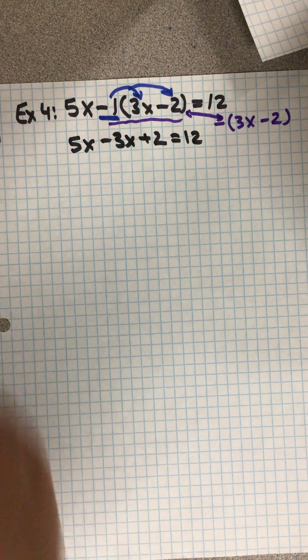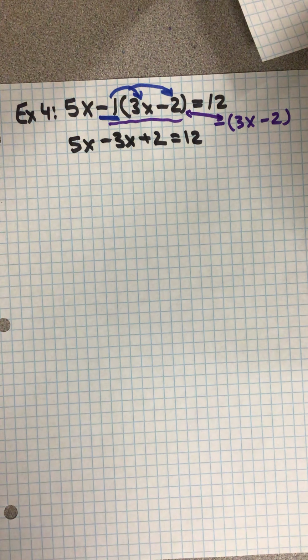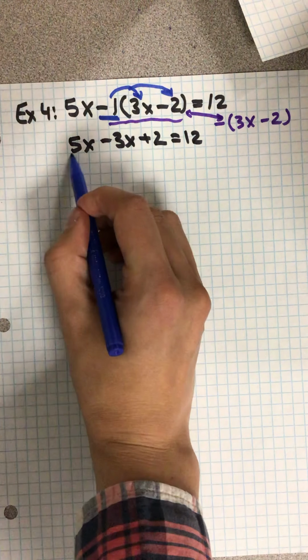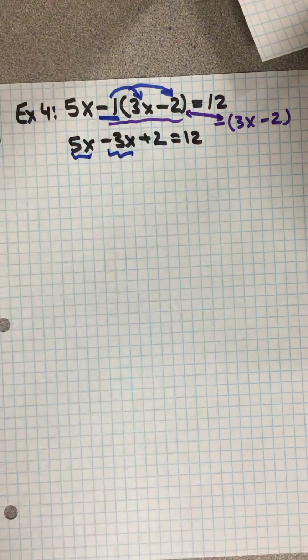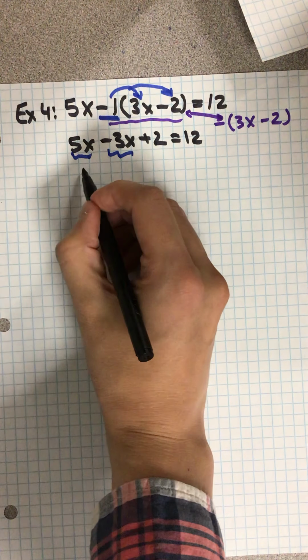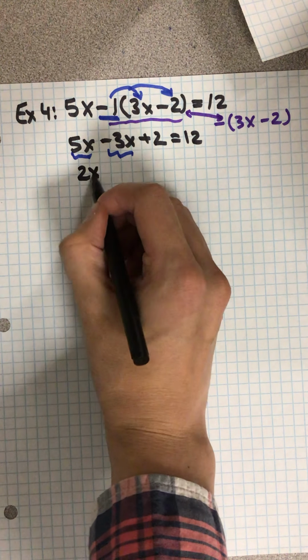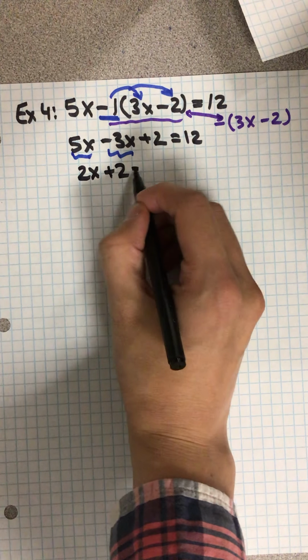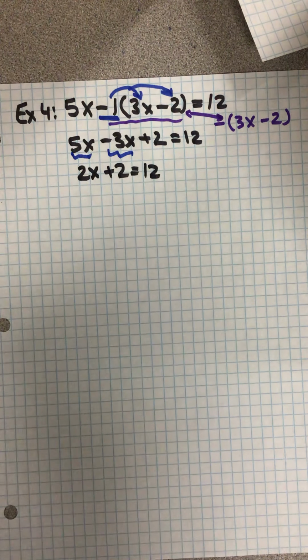Now, from here, we need to go ahead and combine our like terms again, which end up being these x terms here. 5x minus 3x is basically just 5 minus 3, which gives us 2x. We still have our plus 2, and we have a 12 over here.